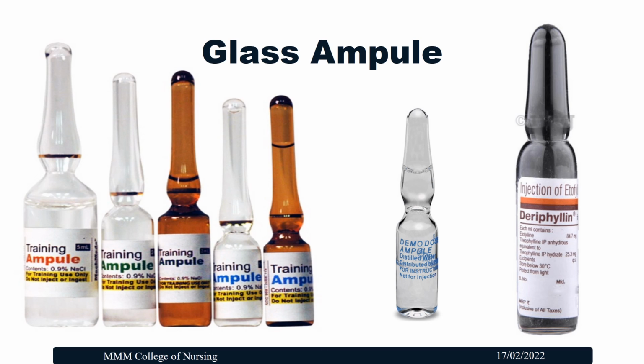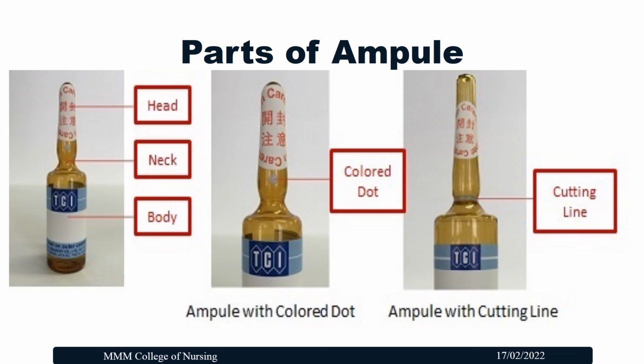Ampules are completely sterile glass containers. It contains the medications and it has only the unit dose system. The ampules have different parts like head, neck and body. Certain ampules come with a colored dot and certain ampules are given with a cutting line.